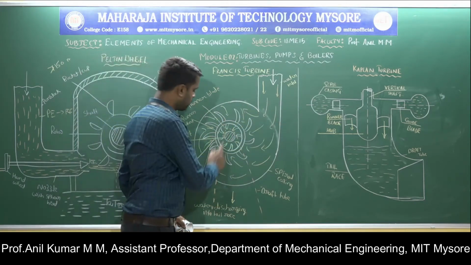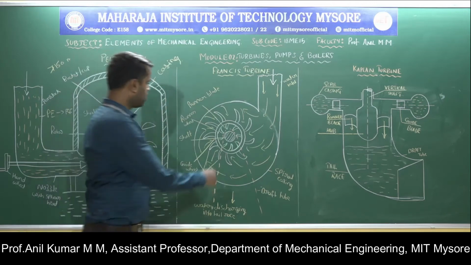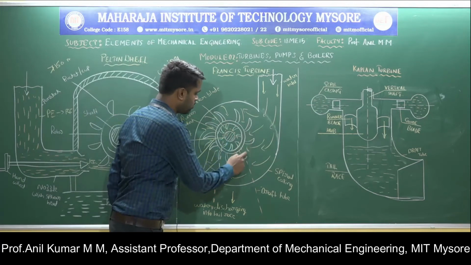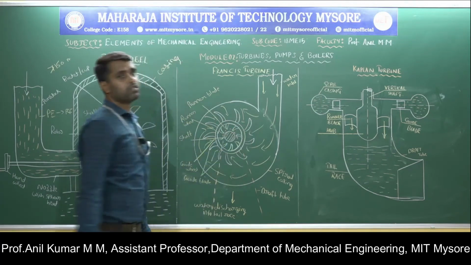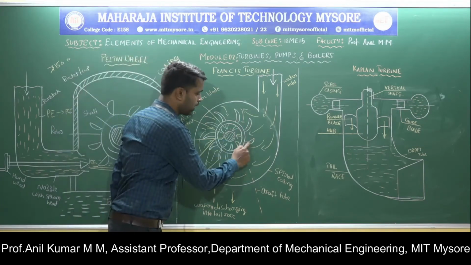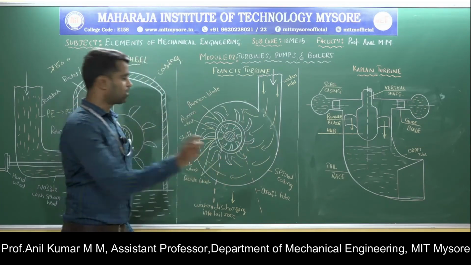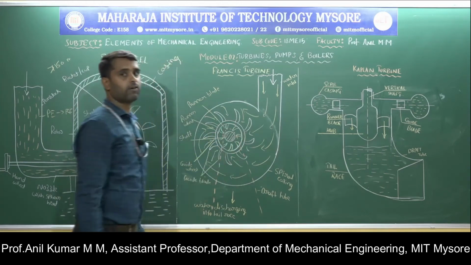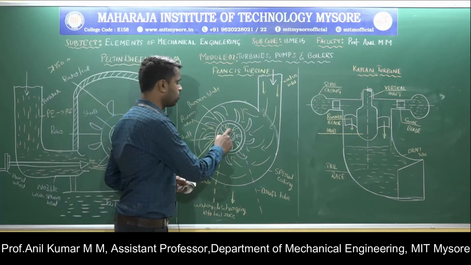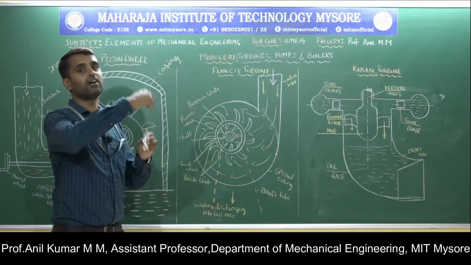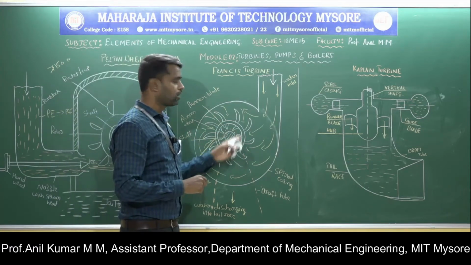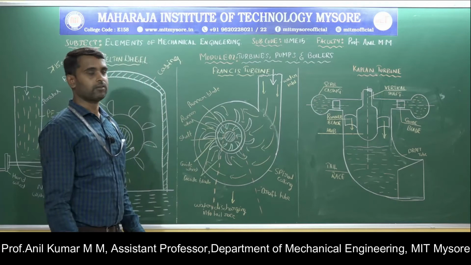Next, guide wheel and guide blades. The guide wheel is a circular, stationary wheel, and a number of blades are fixed on the circumference of the wheel. That wheel we call the guide wheel. These are the guide blades or stationary blades fixed on the stationary wheel. The name itself says it is guiding. It guides the water to flow over the runner blades in the radial direction.